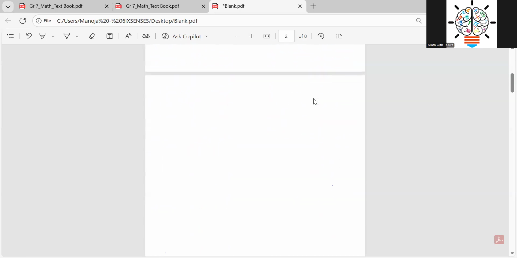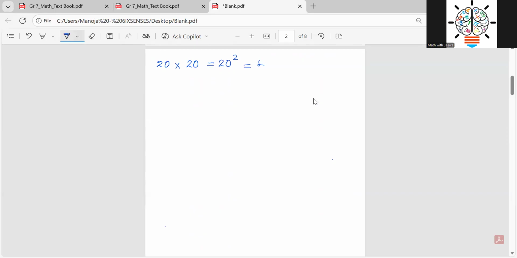Now we want to learn something. If it is 20 into 20, what do you have? That is 20 squared. What will be the answer, children? It is 400. Now I am going to show you another pattern. If it is 30 into 30, what will happen? It is 30 squared. The answer is 900.